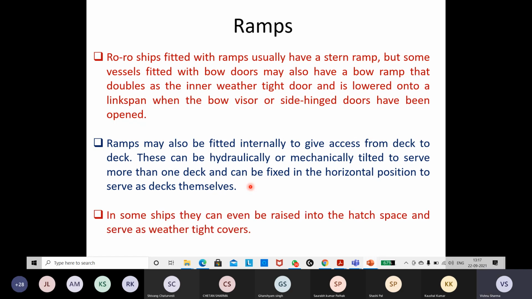In some ships they can even be raised into hatch space and serve as weather tight covers. These ramps, basically, ramps can be used as watertight doors, weather tight doors or weather tight hatch covers, depending on the arrangement that may be there. So basically, what is this whole idea of the ramp doubling up as either a weather tight door bulkhead or a weather tight hatch cover?